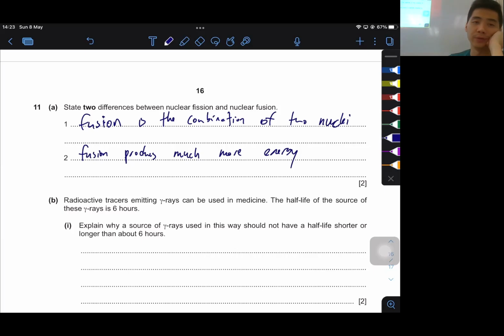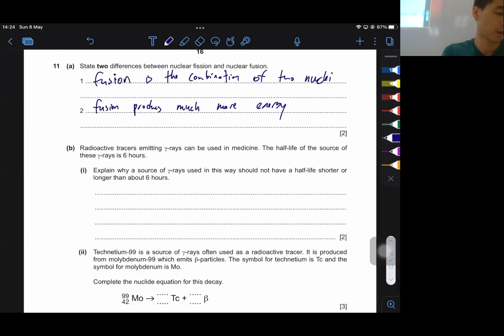The mark scheme gives quite a few answers. It says that nuclear fission is larger mass, nuclear fusion is smaller mass, nuclear fission is in the nuclear reactors, fusion is in the sun, fission produces radioactive waste, fission makes light element, fission is normal, fusion produces more energy. Yeah, but I think let's just stick to the basic ones that are very easy to relate to real life, right? Combination and produces more energy, for sure. Okay.